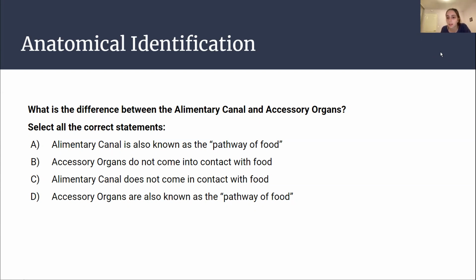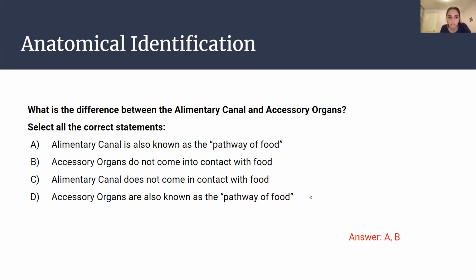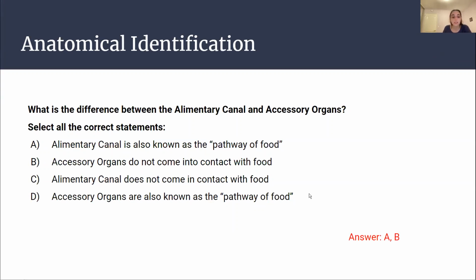About 10 more seconds, and then we'll go ahead and close the poll and review the answer. Okay, we'll go ahead and end the poll. Okay, so the answer is A and B.